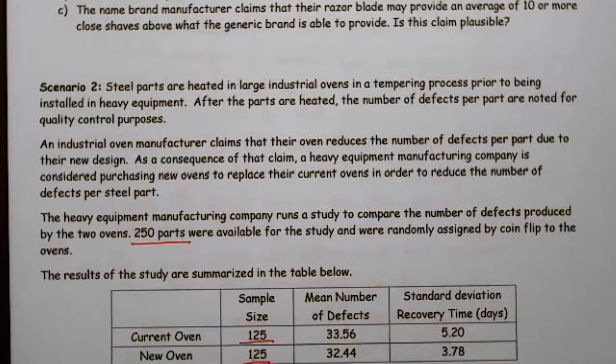Okay, this is going to be our second problem for the quiz, and I hope you pay attention. I think this will help you out a lot. So steel parts are heated in large industrial ovens in a tempering process prior to being installed in heavy equipment.